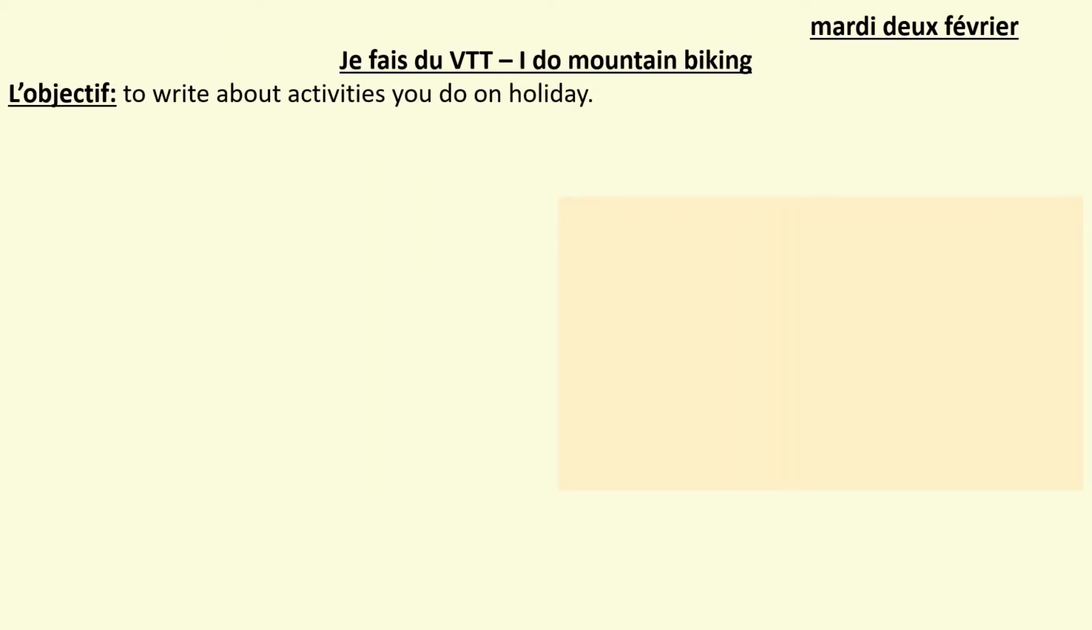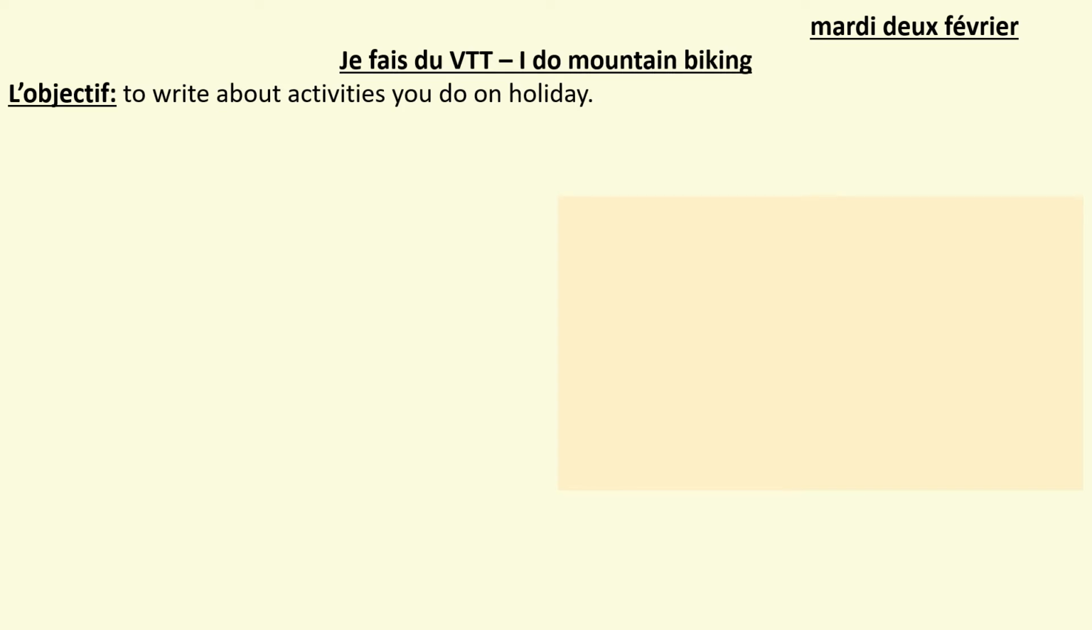Let us begin as always, Year 9, with writing the date in French and underlining it neatly in your book at the top right-hand side of the page where you're starting your work for today. Then on the next line down, in the centre of the page, write down your title in French and in English. Je fais du VTT, I do mountain biking. And again, underline that neatly in your book.